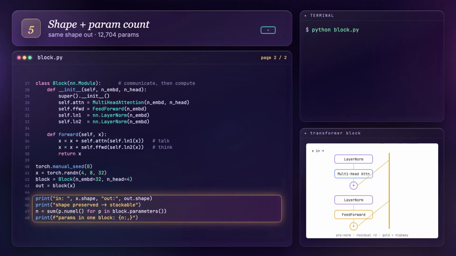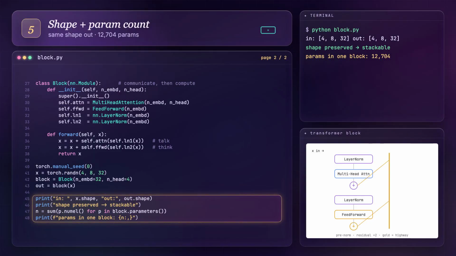The shape check, run plus parameter count. Finally, we prove the property. We make a random tensor, 4 sequences, 8 tokens, 32 channels, build one block and pass it through. We print the input shape, the output shape, and a little note that they match, so blocks are stackable. Then we sum every parameter's element count to see how heavy one brick is. About 12,500 for this tiny config. Run it and the output panel tells the whole story.